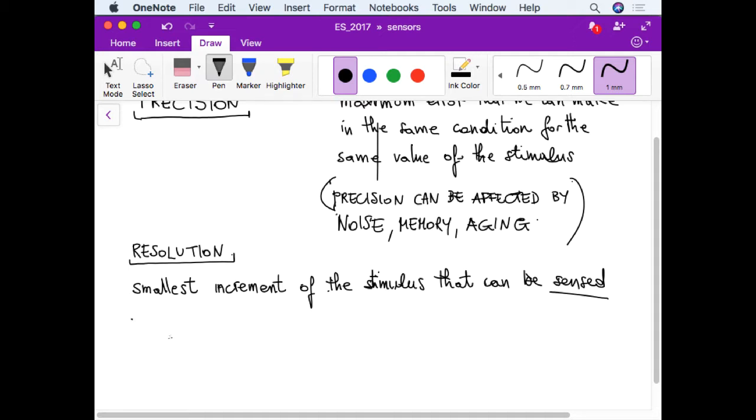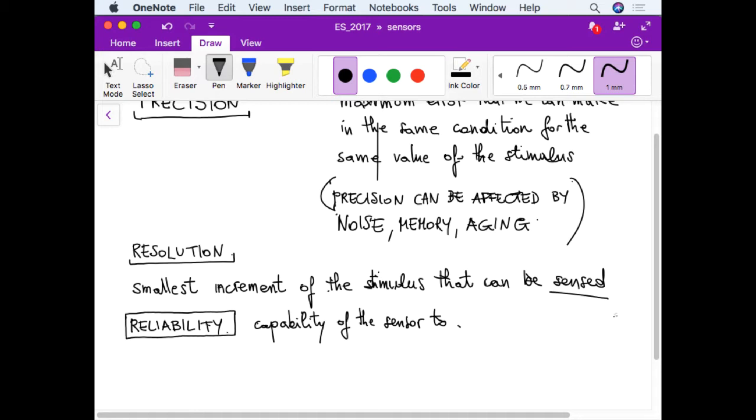And finally, and this is the last one, we have the concept of reliability. Reliability is not a precise concept, it does not have a precise definition, because there are different ways in which reliability is quantified. So the general meaning is the one that we would have in common language, which is basically the capability of the sensor to work without failure. So a sensor is reliable if it can work without failure. Of course, in this term it is a very qualitative concept.